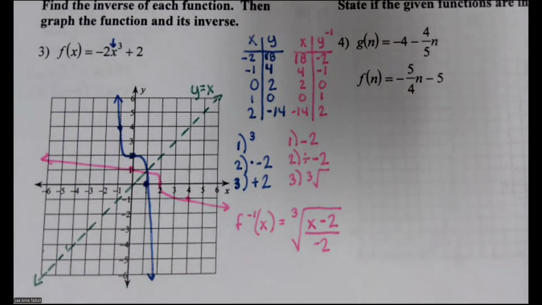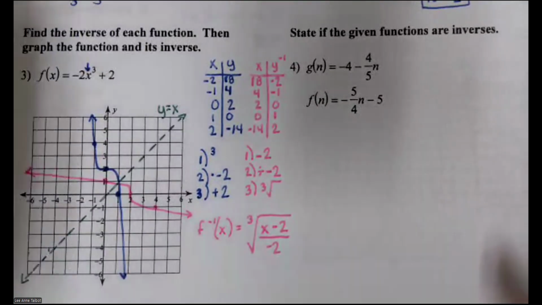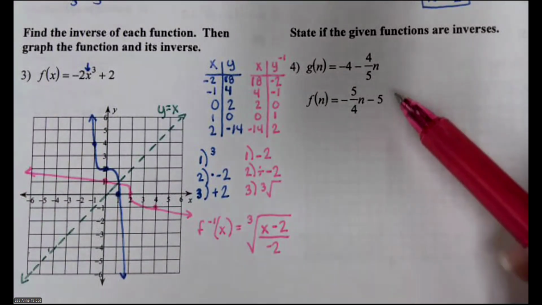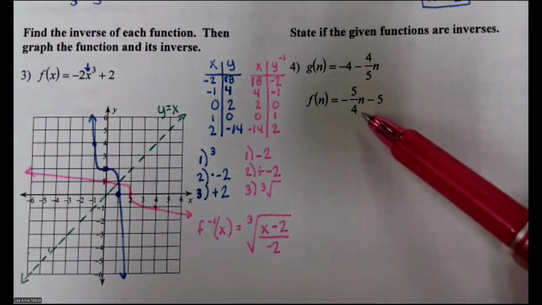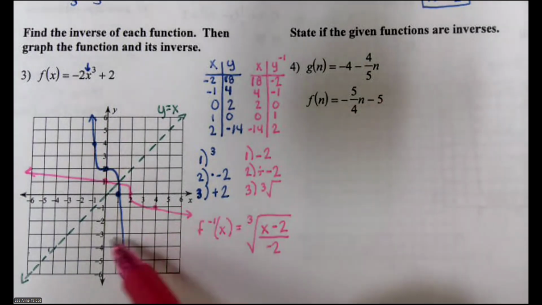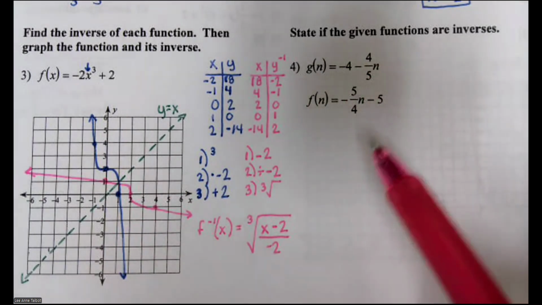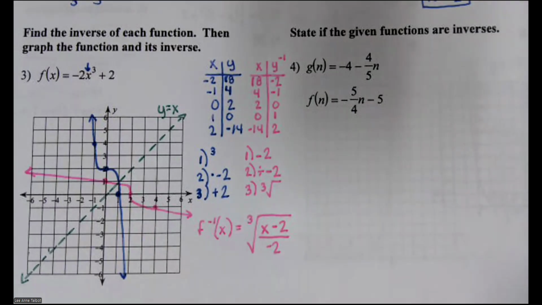Any questions from number 3? Okay, number 4, I'm gonna do the stacked function machine method. Remember, there's 3 different ways you could do this. You could do the inverse of one and see if it's the other one. You could graph them both and check to see if they reflect or if their tables are flips of each other. I like to do the stacked function machine method because I'm lazy.